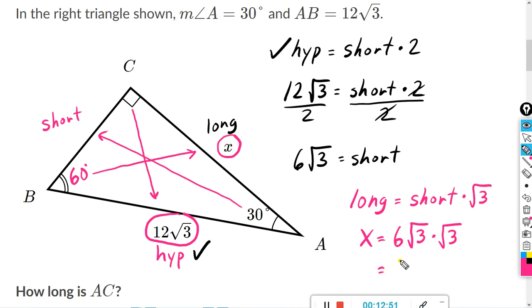We have the 6. Radical 3 times radical 3 is just 3. Anything under the square root multiplied by itself, you just remove the square root. And 6 times 3, of course, is 18. So that's your long leg. Just go to the choices.